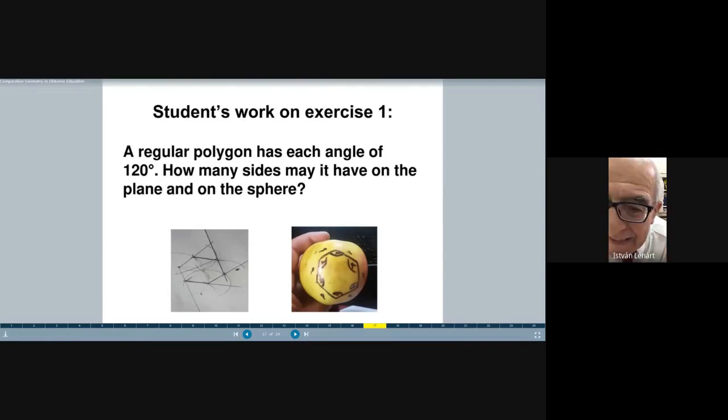This is one interesting example that a student sent me. The question is: given a regular polygon in which all of its angles are 120 degrees. On the plane, there is only one kind of this, the hexagon with 6 sides. But on the sphere, not at all. 2, 3, 4, and 5 sides, they all exist. 6 doesn't exist because it diminishes into a point, and up there nothing.